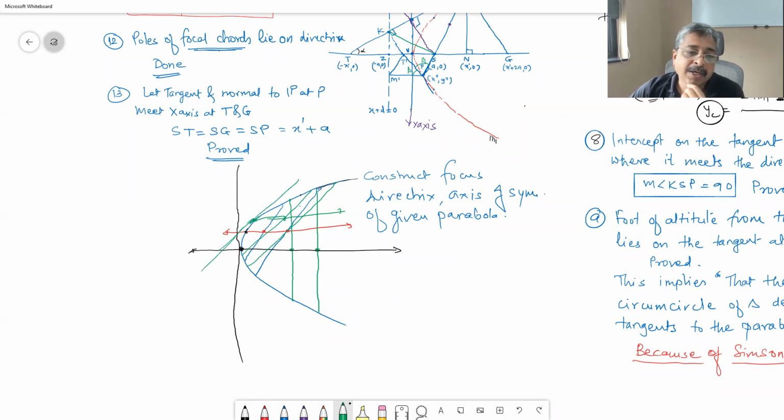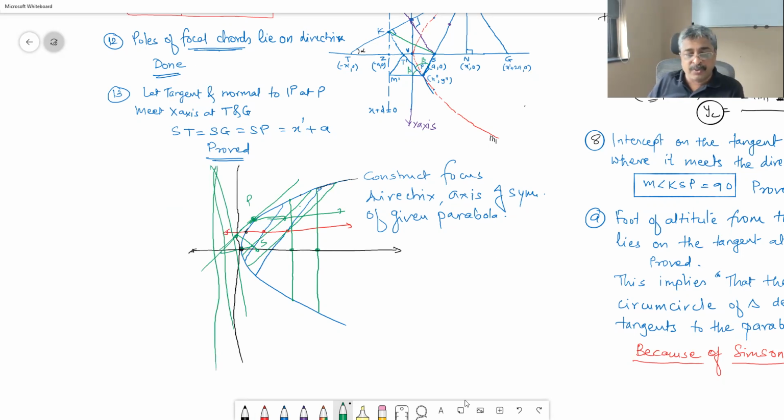Okay. And then with some properties that we have already seen, we know the point P now. We know where it intersects. From the point where it intersects the tangent at the vertex, you draw a perpendicular, it will pass through the focus. You get the focus, you get the directrix. Very simple.